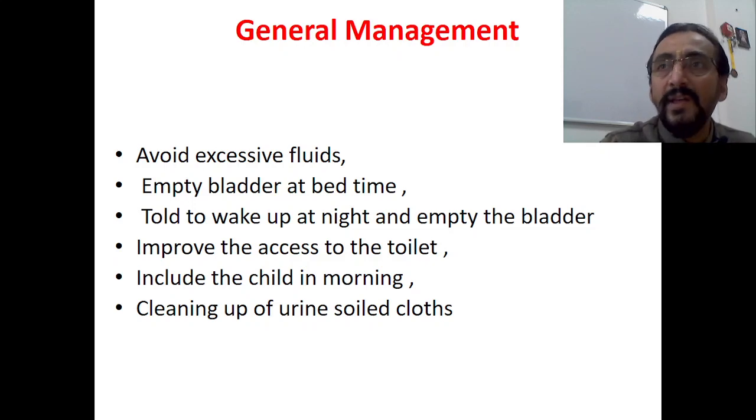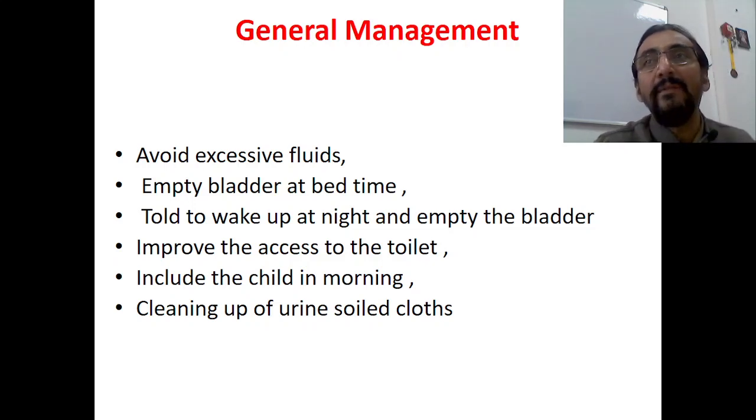So then simply you say, yes, and nothing. Last day you have passed the urine, so therefore we are now cleaning it. So then the child starts thinking, oh, I have passed the urine, therefore I have to do the work now. So that is how you are making the child aware.